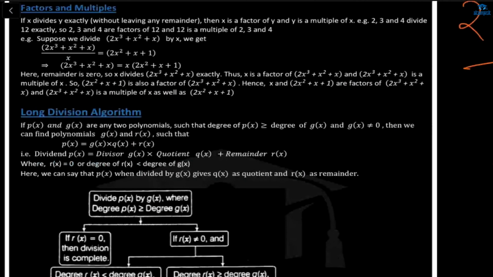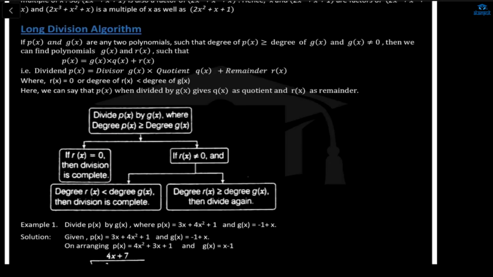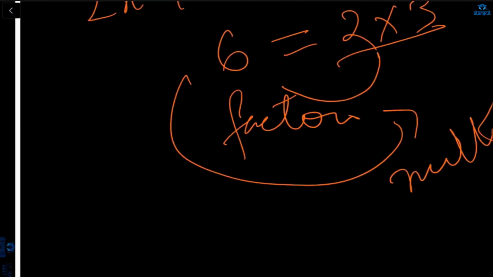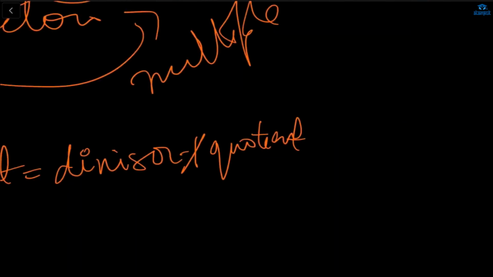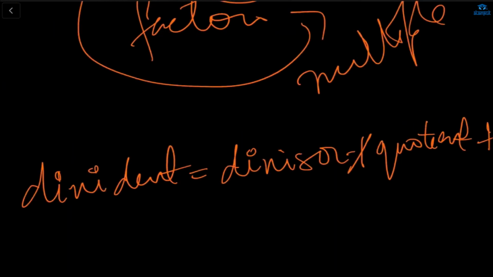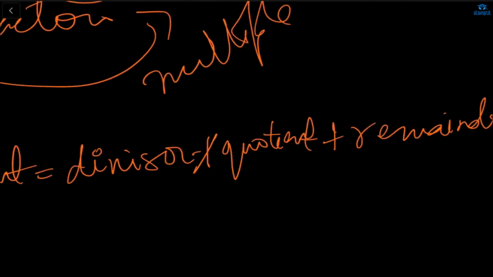Now, long division algorithm. Everybody must have done the long division method. Yes, ma'am, we have divided one value by another. But here we are going to learn the division of a polynomial. For example, a given polynomial. What is the rule of division? Dividend is equal to divisor multiplied by quotient plus remainder. The dividend is equal to the divisor, the one who is dividing, multiplied by the quotient plus remainder.